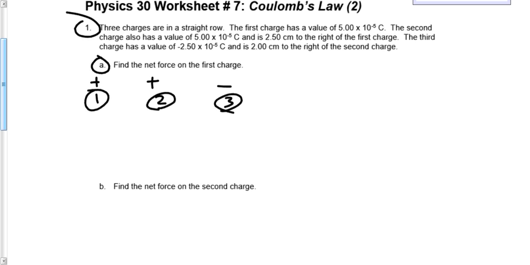Distances. This is going to be 0.025 meters. Make sure it's in meters, not in centimeters. This one's going to be 0.25. No, it isn't. What is it? 0.200.